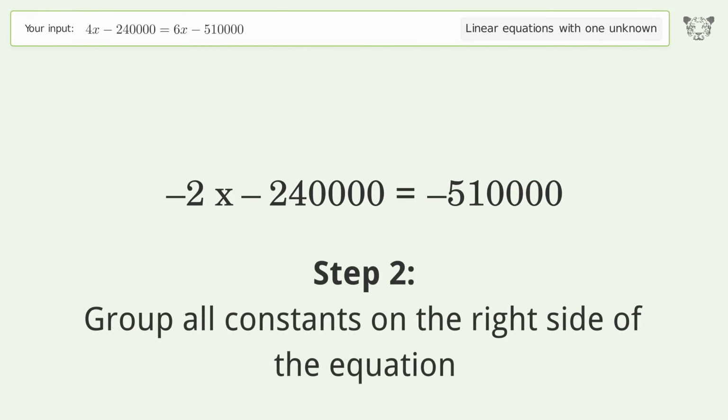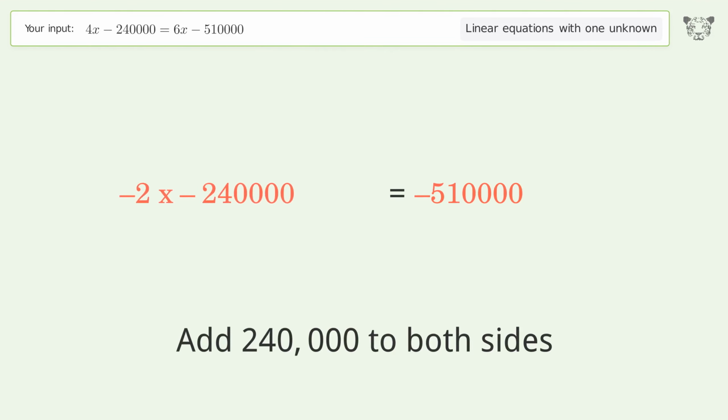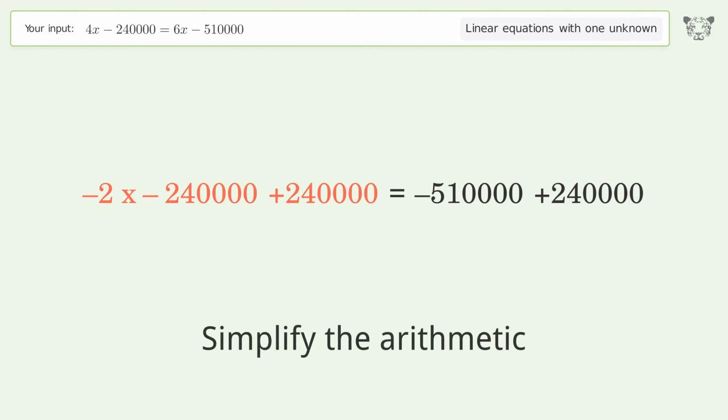Group all constants on the right side of the equation. Add 240,000 to both sides. Simplify the arithmetic.